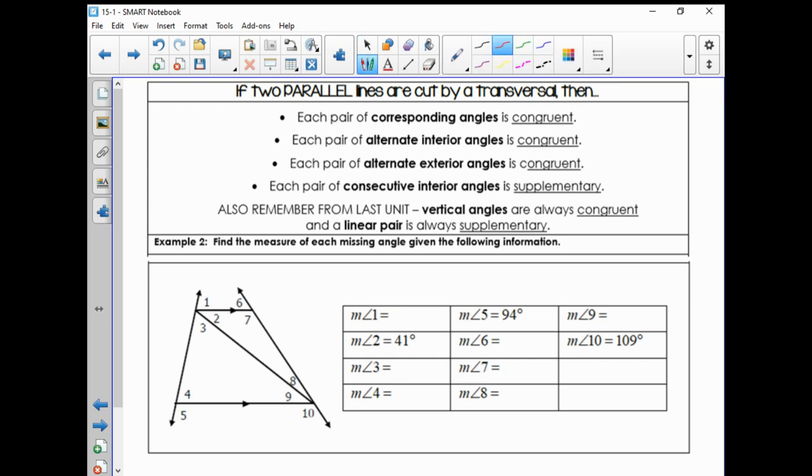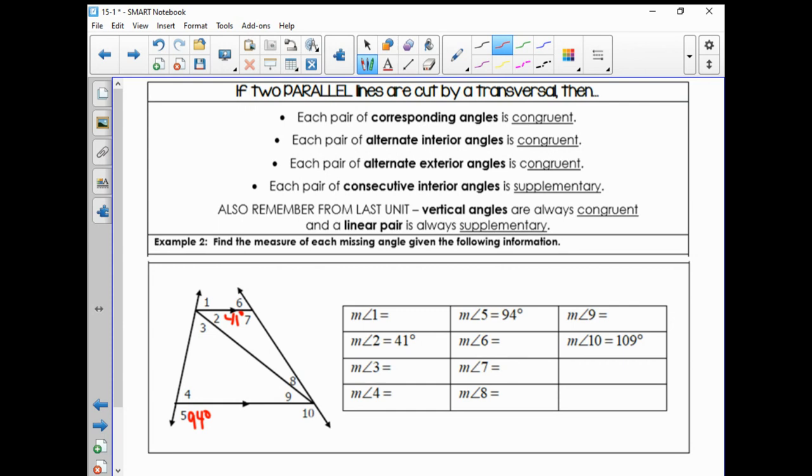Our last part of example number 2. We're still trying to find the missing angle measures. So they've given us the measure of angle 2, which is 41 degrees right there, and angle 5 right here, which is 94 degrees.